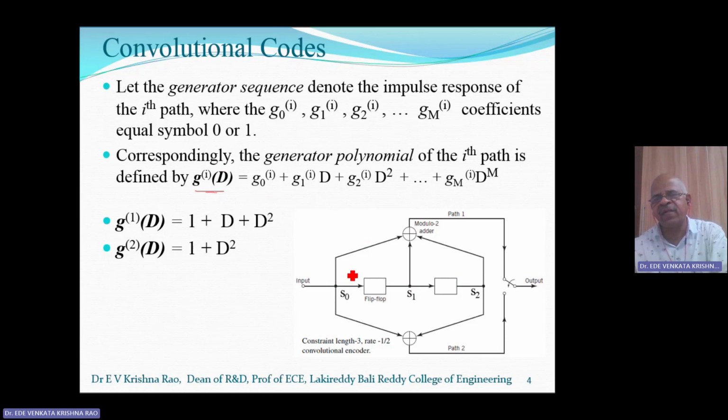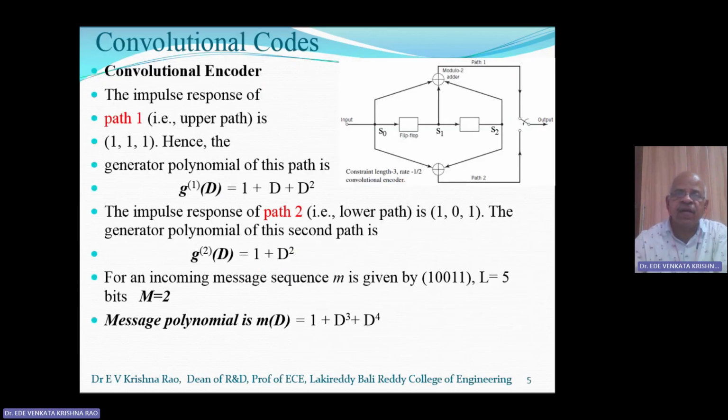The coefficients are taken from combinations of S0, S1, S2. If the combination S0, S1, S2 is taken, the impulse response is 1, 1, 1, so the polynomial can be written 1 plus D plus D square, with D as the parameter, the power of D increasing for every one shift. The next path takes the combination S0, S2, so 1, 0, 1, and the polynomial is 1 plus D square.